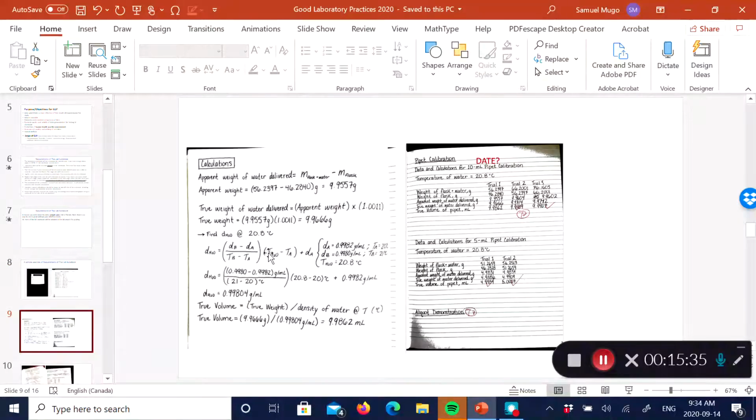As I said, the data should be recorded on the right-hand side. And in this case, actually, the student forgot to put in the date. So the date should be there, and the title of the work that you are doing, pipette calibration in this case. And the data should be recorded there. The calculations, on the other hand, should be recorded on the left-hand side of the lab notebook.